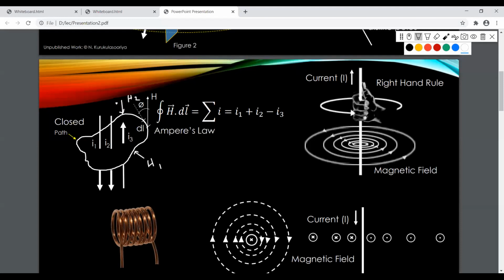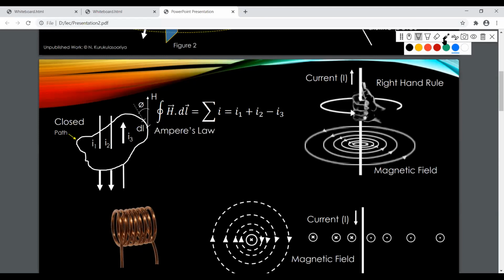For a situation like that, in order to find the relationship between the current and the magnetic field intensity, you have to sum up, or take the net value of, all the currents. That's what we have done here. I1 and I2 are in the same direction, therefore they are adding, and I3 is in the opposite direction, therefore it is minus. So you have to sum up all the currents.